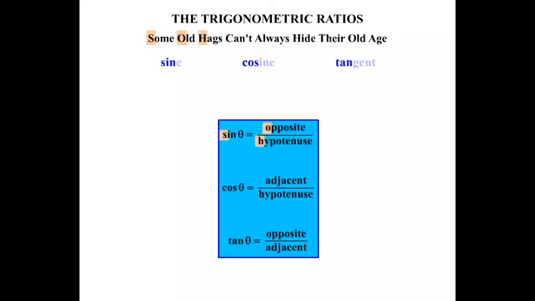S-O-H. Sine equals opposite over hypotenuse. The next three letters, C-A-H. Cos equals adjacent over hypotenuse. And then T-O-A. Tan equals opposite over adjacent. So, that's saying some old hags will write S-O-H, some old hags can't always hide, we write C-A-H, can't always hide their old age, T-O-A. So by that silly saying, we'll actually remember the trig ratios.